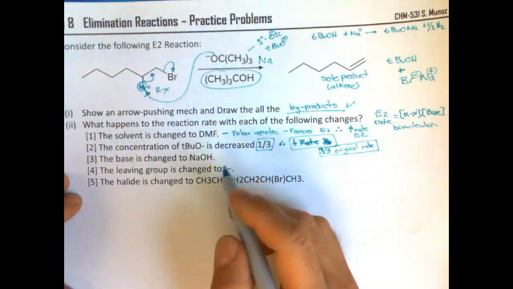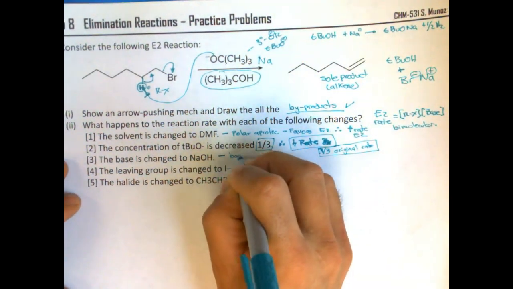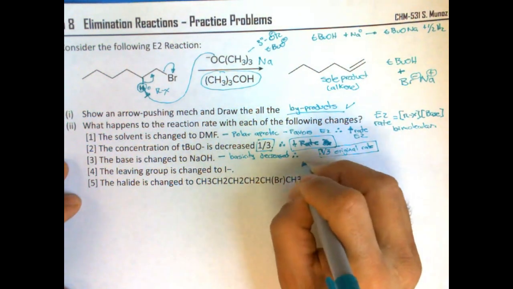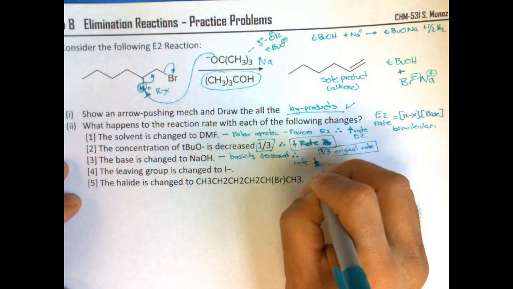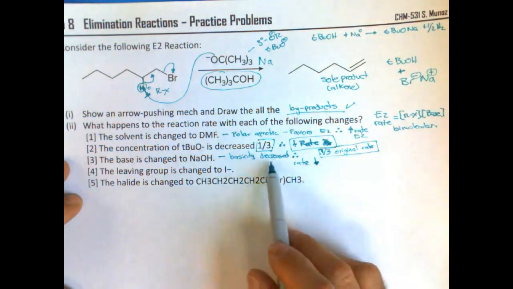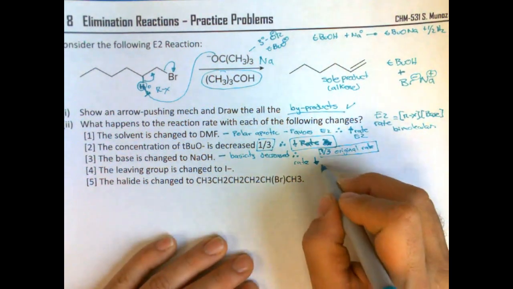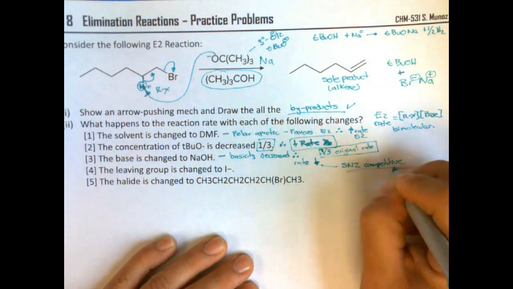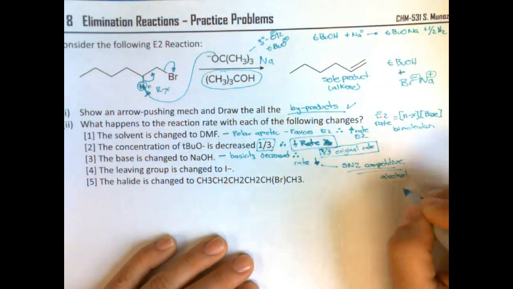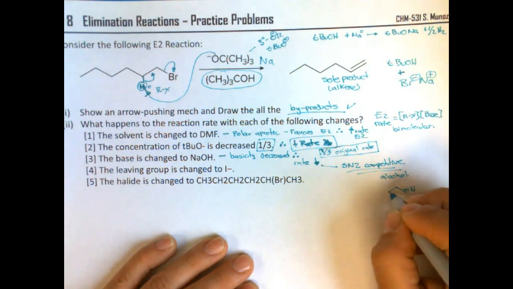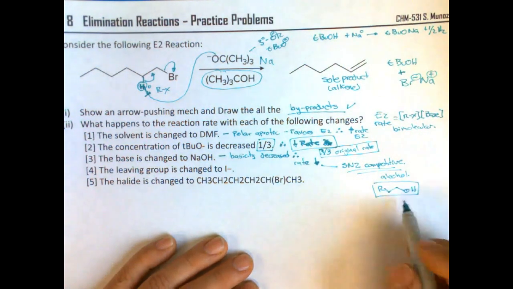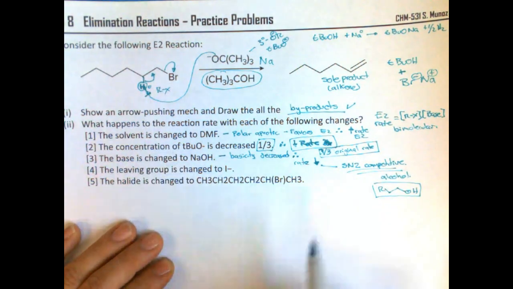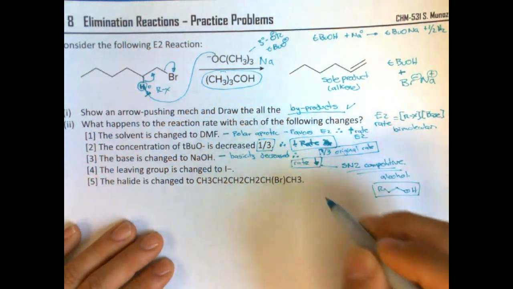Now, if the base is changed to sodium hydroxide, the basicity is decreased. Therefore, the rate will also decrease. And here we're not being quantitative. We're just saying that basicity is decreased. The rate would decrease, and at the same time, we can start seeing SN2 competitive reactions. In other words, we form the alcohol, something like this, hydroxide attacking the primary alkyl halide. And we know that SN2 is very good to do in primary alkyl halides like this. And so the rate of E2 will decrease. That's all it's asking here.